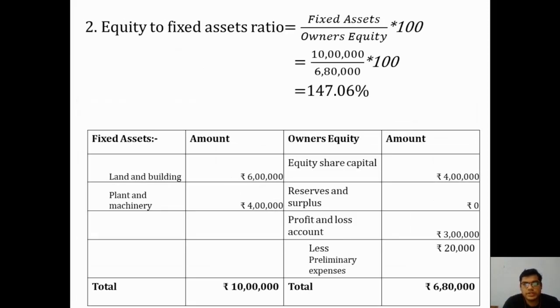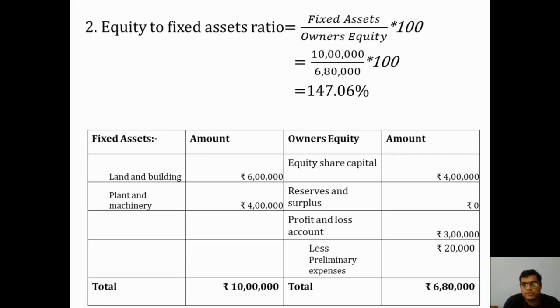The second ratio is equity to fixed asset ratio. The formula is fixed assets divided by owner's equity into 100. Here again we are preparing two working notes, one to calculate fixed assets and the other to calculate owner's equity. Fixed assets in this problem are two assets, land and building, and plant and machinery. So the total of this comes to 10 lakhs.